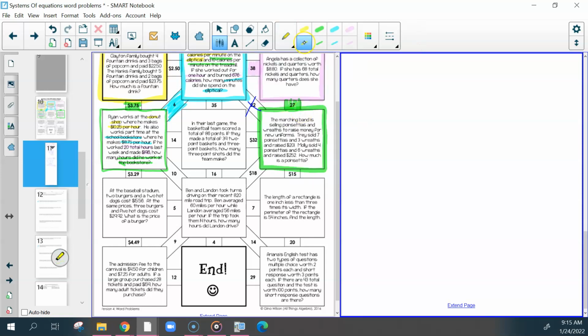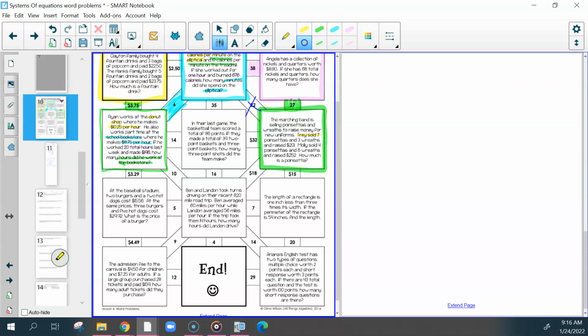What was important now? Trace sold 7 poinsettias and 3 wreaths and raised $201. Molly sold 4 poinsettias and 6 wreaths and raised $252. The question is, how much is a poinsettia?